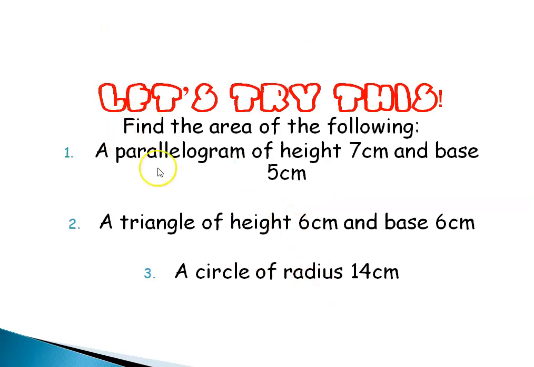Alright, I want you to try this. Find the area of the following: a parallelogram of height 7 centimeter and base 5 centimeter, a triangle of height 6 centimeter and base 6 centimeter, a circle of radius 14 centimeter. I have the answers on the next slide, but I would advise that you take your time to do this. Don't cheat. Do it yourself, and then you can check the answer on the next slide to see if you're correct. If you are not correct, you go back and check where you have gotten it wrong. Is that okay? Very good.